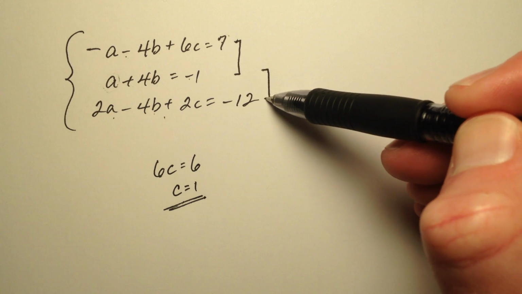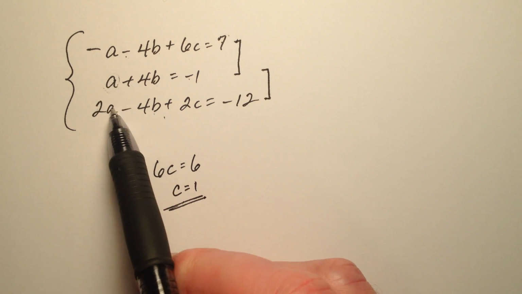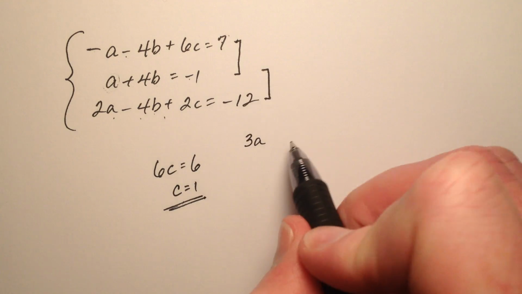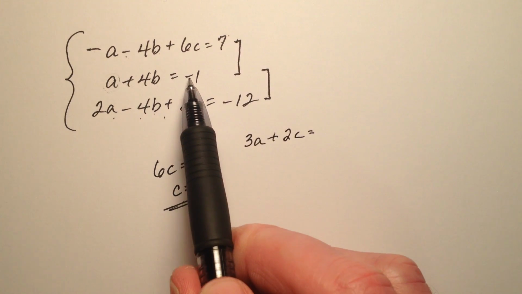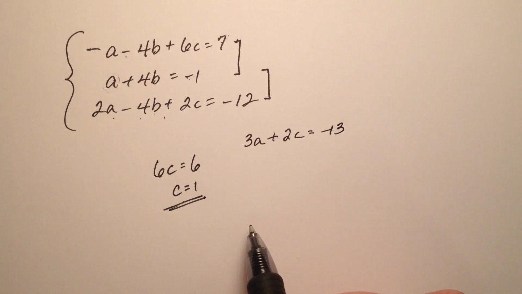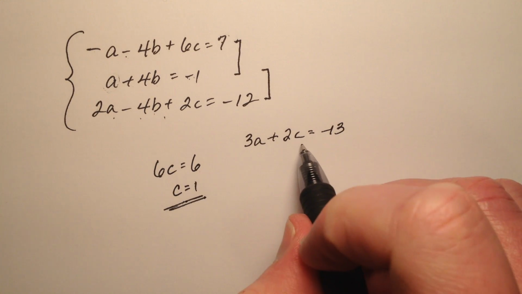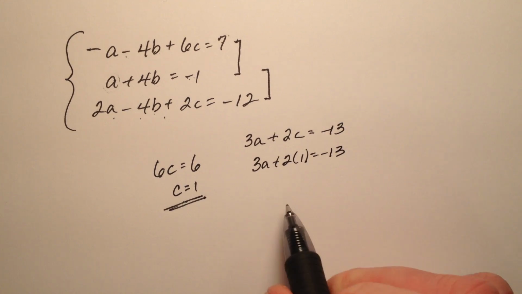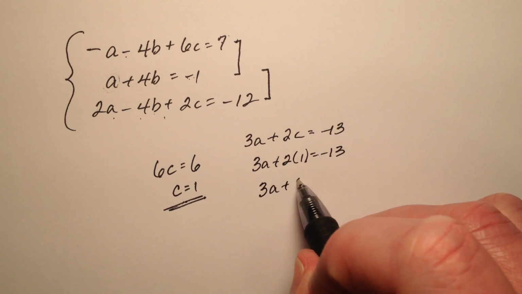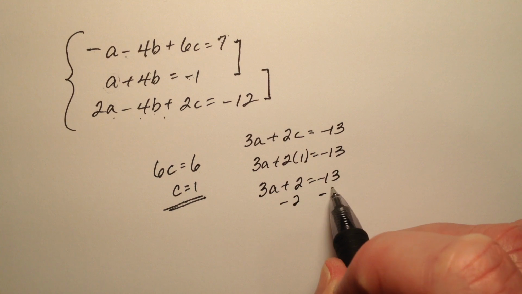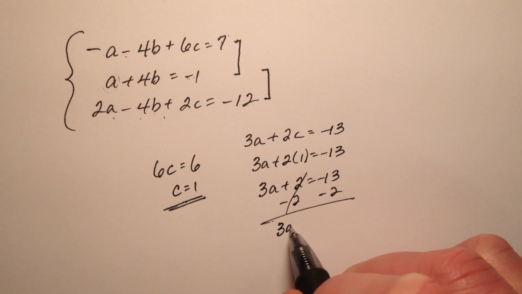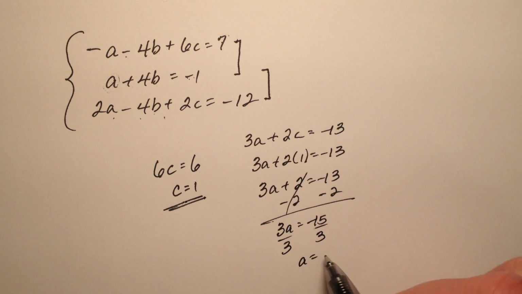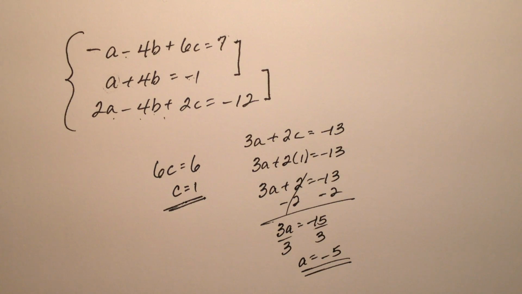Let's go ahead and add these second and third equations together. So a and 2a will be 3a. Looks like my b's will cancel, and then plus 2c equals negative 1 and a negative 12 makes a negative 13. Well, I already know the value for c, so let's go ahead and plug that in right now. So it looks like 3a plus 2 equals negative 13. So I can solve that simple two-step equation. 3a equals negative 15. So it looks like my value of a is going to be negative 5.